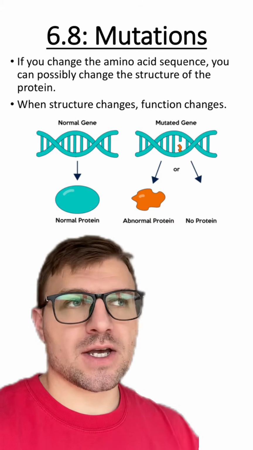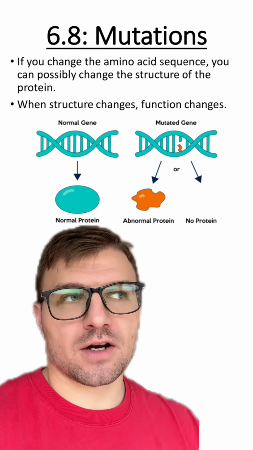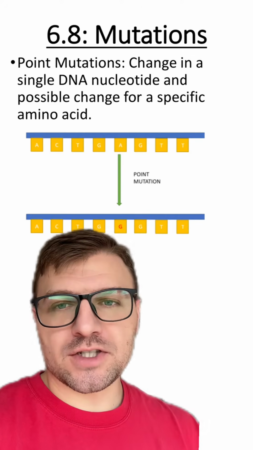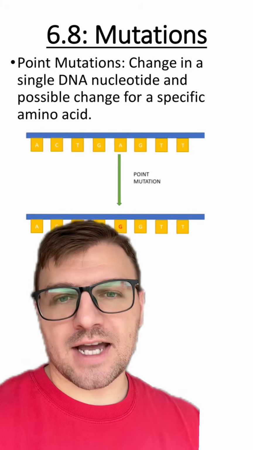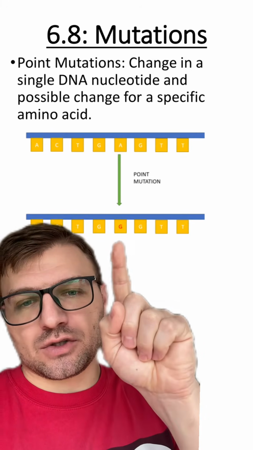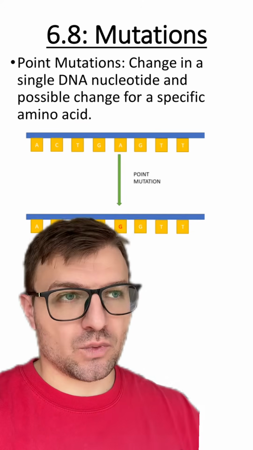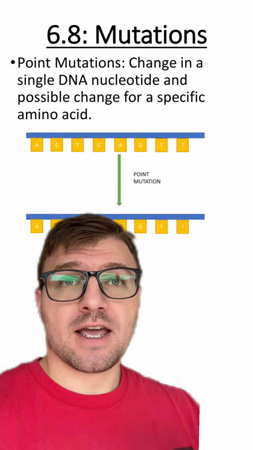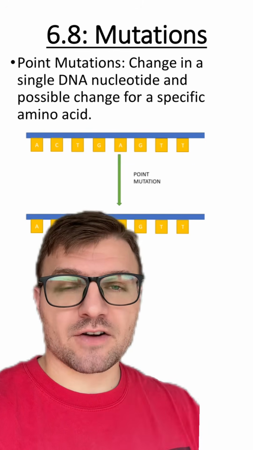The two main types of mutations we're going to cover in this part of the unit are point mutations and chromosome mutations. A point mutation is when a single nucleotide in the DNA is changed. You can see here A in the sequence is changed to a G, which means this is a point mutation. It's one single nucleotide. There are a bunch of different types of point mutations and their effects on proteins that we're going to cover in the next section.